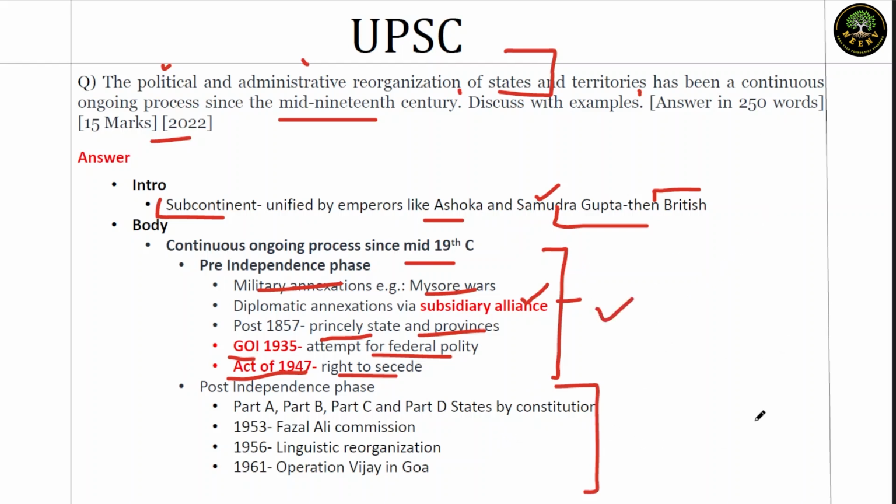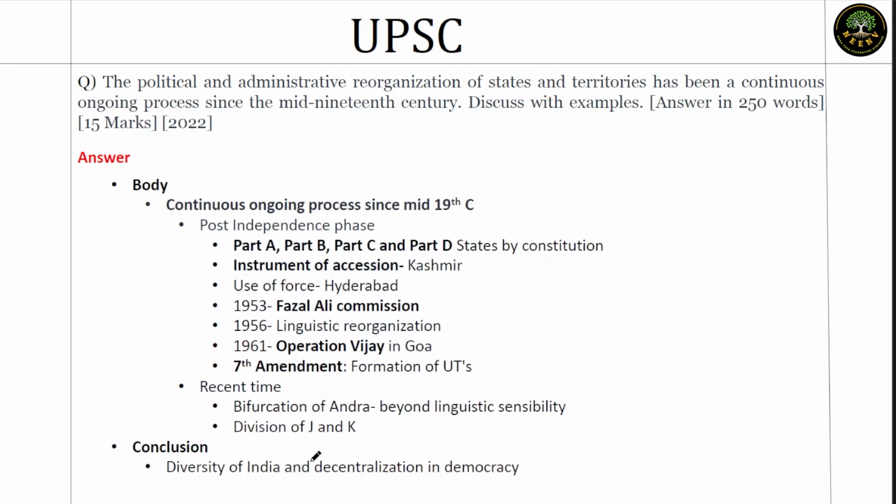After the 1850s, we'll go with the second part, post-independence. Initially there were Part A, Part B, Part C and Part D states, four kinds of states. Next we have the Fazal Ali Commission. In 1956 we have the States Reorganisation Act and linguistic reorganization. Then again some kind of annexation in the form of Operation Vijay is also happening. So it's the same pattern repeated. Then the 7th Amendment, where we have the formation of union territories. Again this structure is getting different. Then in recent times we have the bifurcation of Andhra Pradesh and the division of Jammu and Kashmir, the latest examples.